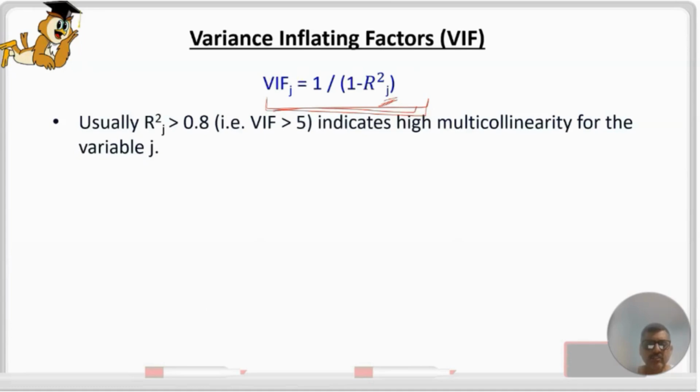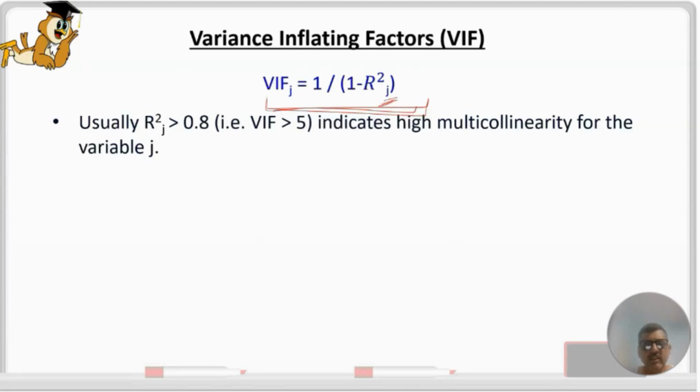Earlier in the lecture, we said that an R square value higher than 0.8 indicates high multicollinearity for the variable j. We did not use the word multicollinearity, but we said that if R square was higher than 0.8, your linear regression was successful. Successful in the sense that your training points lay relatively close to the hyperplane, right?